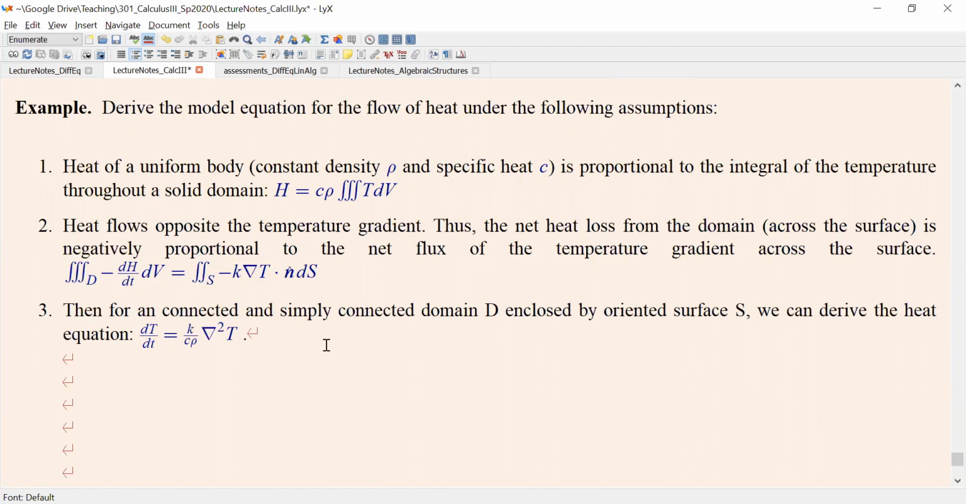And then the heat of this uniform body is proportional to the integral of the temperature throughout the solid domain. It just means that if specific heat and density are constant, our heat is really just proportional to the temperature at each point. Now, heat is a measurement of energy in a sense, and so temperature and heat are not quite the same thing, but when the body is uniform, we can relate them directly by adding up the temperature over the entire domain.